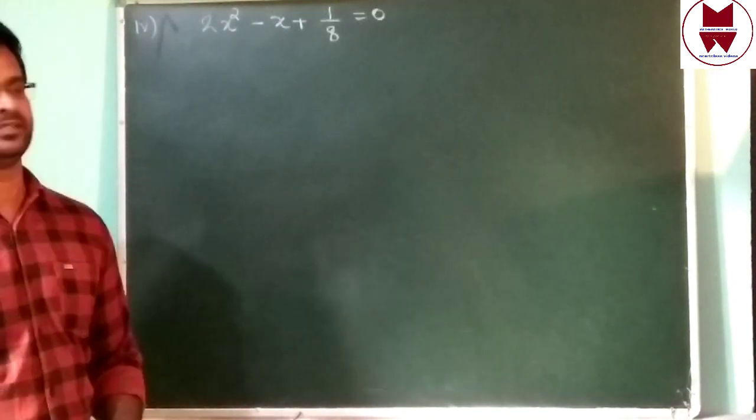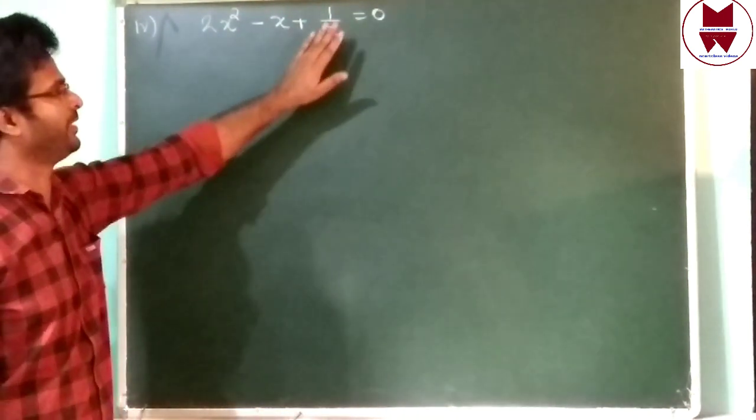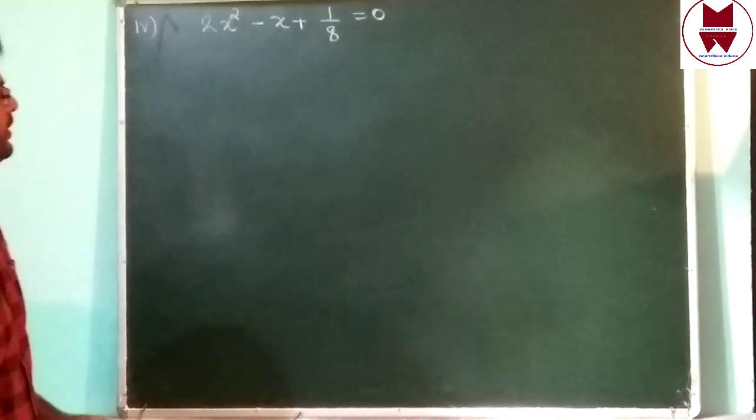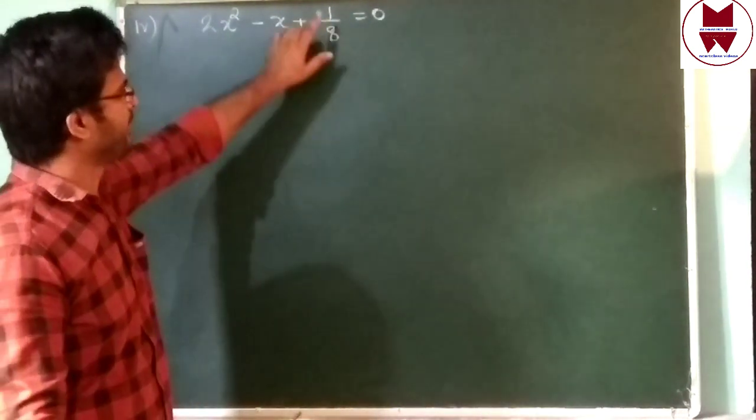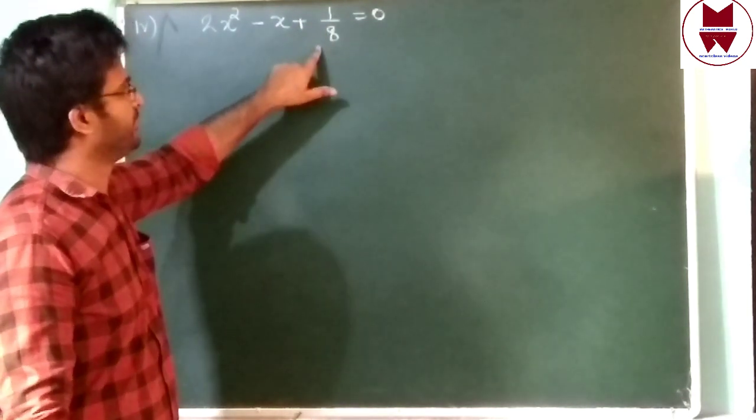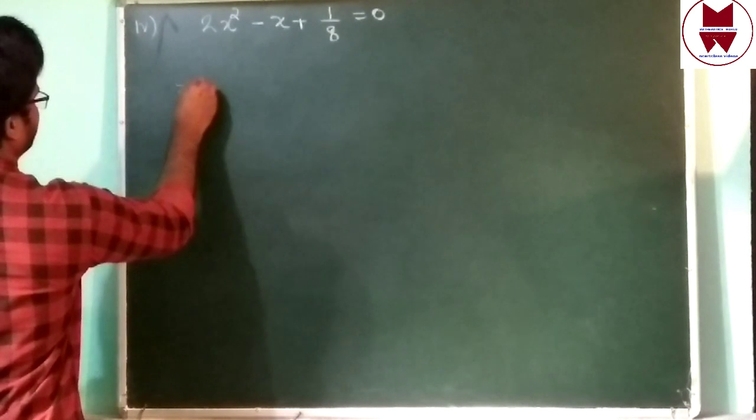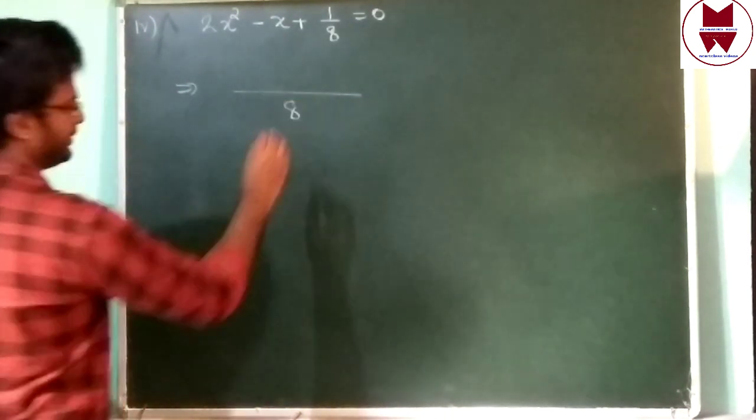Now we can see Roman number 4, 2x square minus x plus 1 by 8 equal to 0. In here the constant term is 1 by 8, isn't it? One denominator is there. Take LCM first. What is LCM? LCM is 8, isn't it?